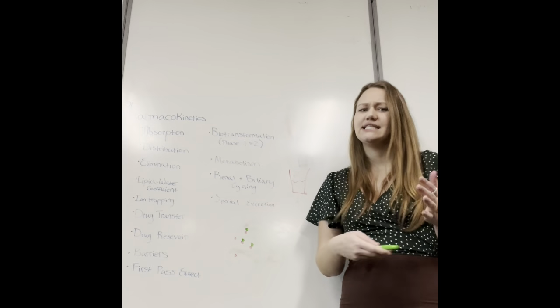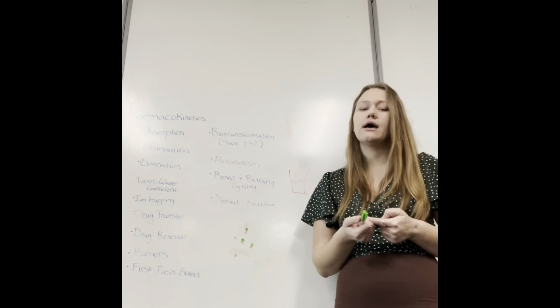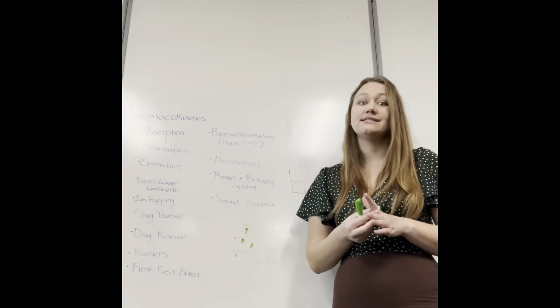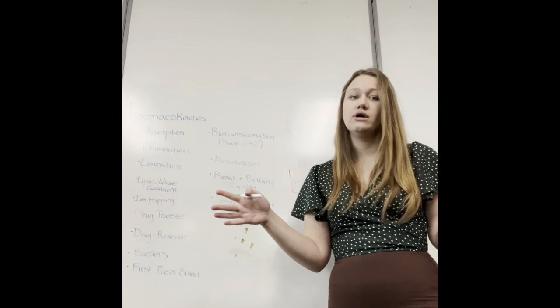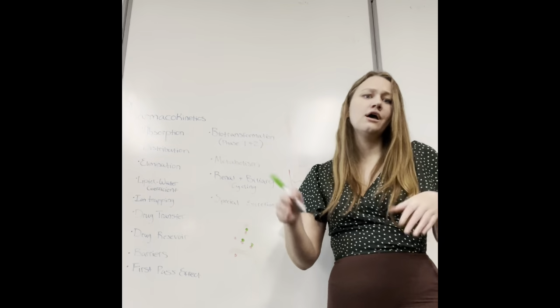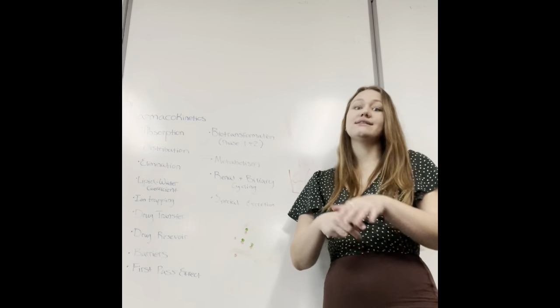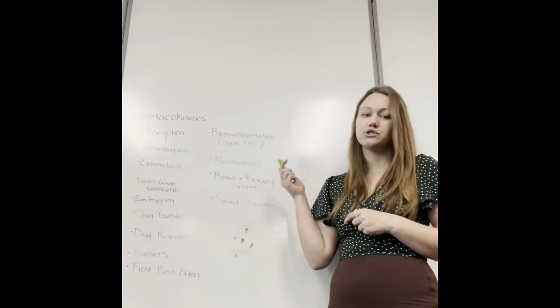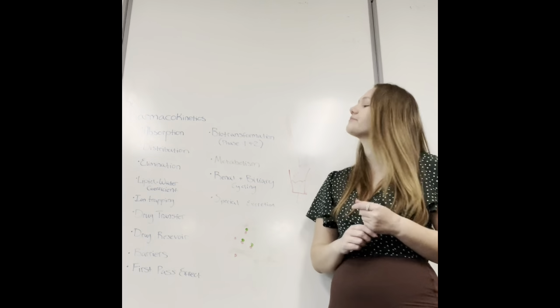You have other things affecting it, like the pH of a drug. That's why your urine's pH can be so variable. It can be up to like 8 pH, so that's basic, all the way down to like 4. So it has a huge range, because these drugs' pHs can affect that.